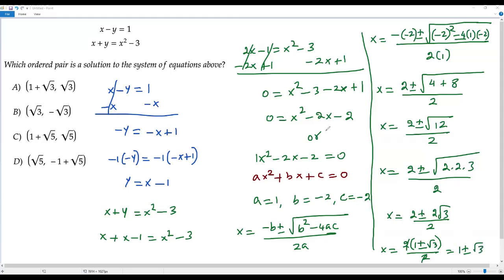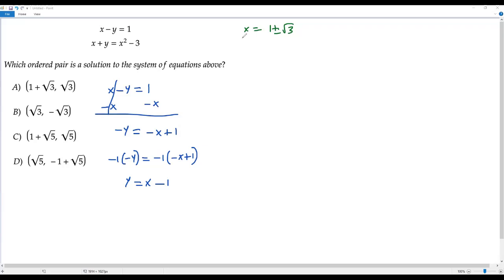Okay, let me erase the other stuff and continue. From our previous working, we got that x equals 1 positive or negative square root of 3. So there are 2 values over here. The first value, with the positive sign, is 1 plus square root of 3. The second value of x uses the same expression with the negative sign, so I'm getting 1 minus square root of 3. Now I got 2 values for x.